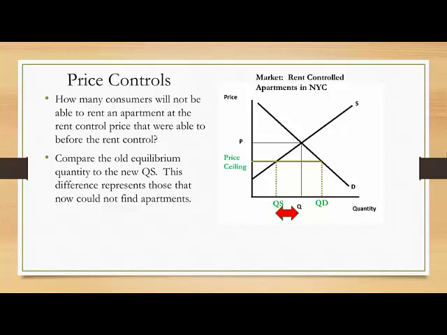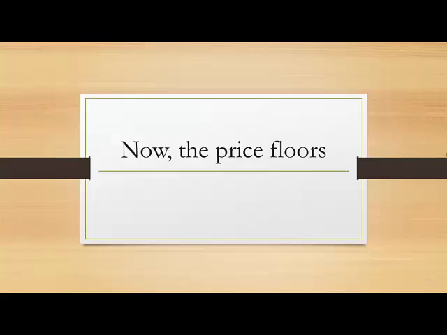What was the number of people who could find apartments before the rent control? Q. After rent control, how many can find an apartment? QS. So the difference between these quantities, indicated by the red arrow, represents the number who now cannot find an apartment to rent. They may end up living with friends, parents, hotels, etc. The difference represents sales not made in this market, lost transactions.